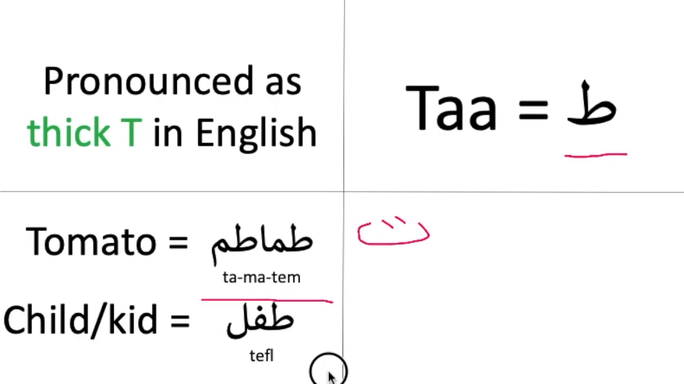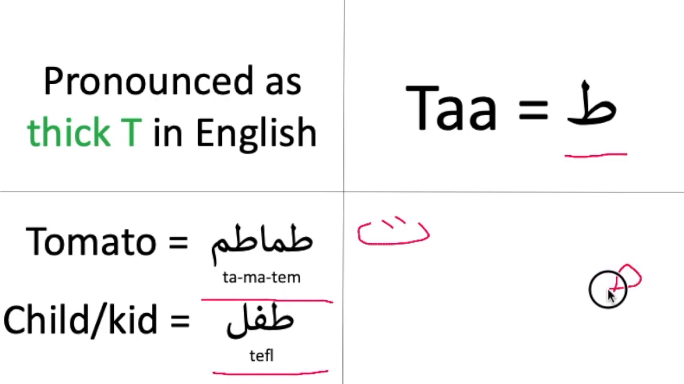The second word is طفل. طفل means kid or a child. Ta, fe, لام.